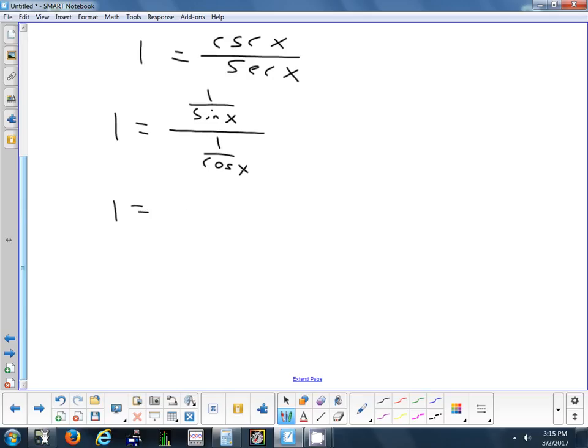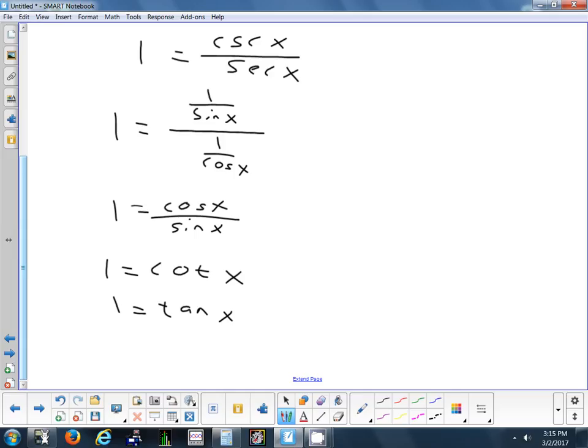That's cosine over sine. Right? When you divide two fractions, you take the one in the bottom, flip it, and then multiply. And now, what is 1 over cosine divided by sine? Cotangent. And if we know the cotangent is equal to 1, what else is equal to 1? The tangent. And now you've got an equation you could solve just by taking the inverse tangent of each side.